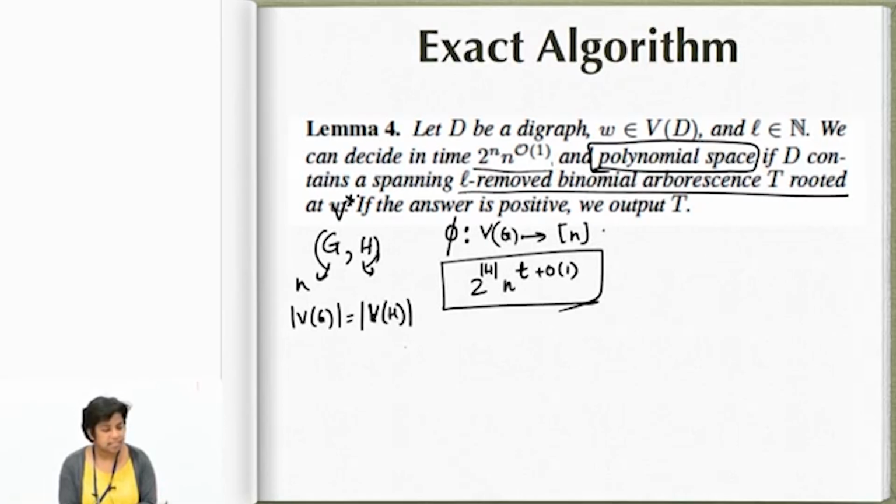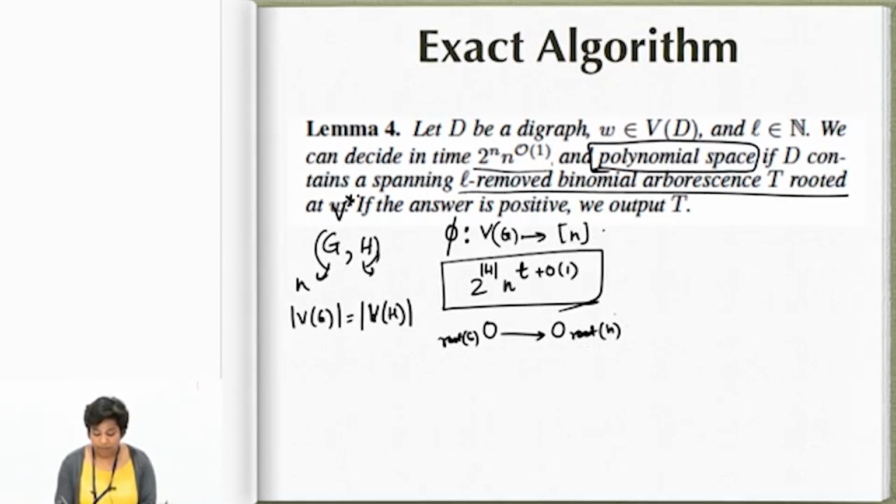So if I find a subgraph isomorphic subgraph in G to H, where the root of G is mapped to the root of H, then that solves this question of colorful subgraph isomorphism.